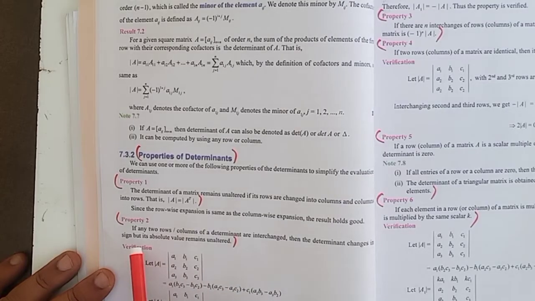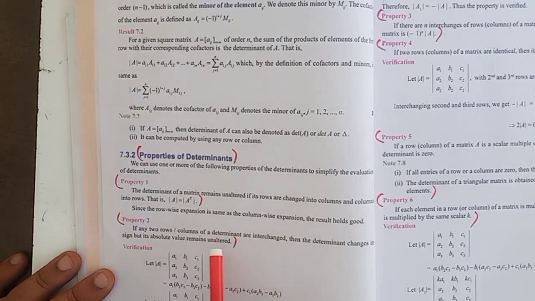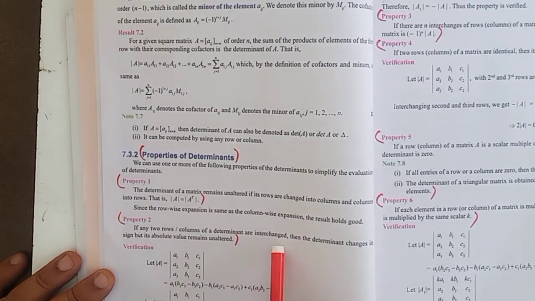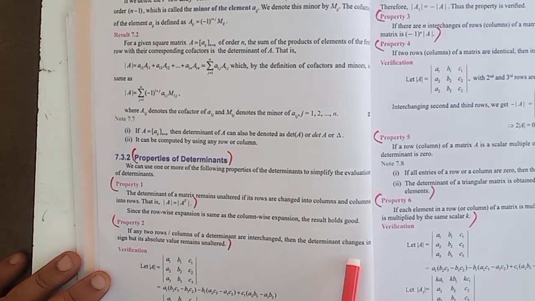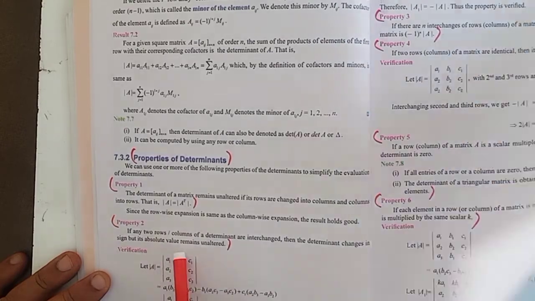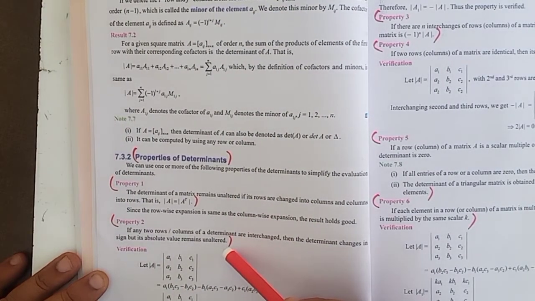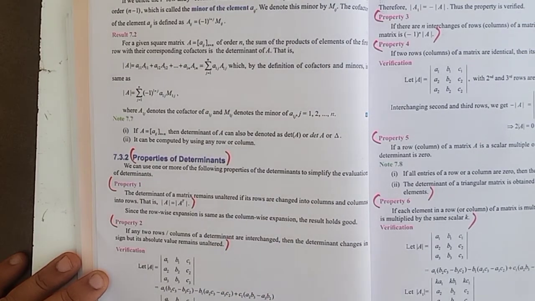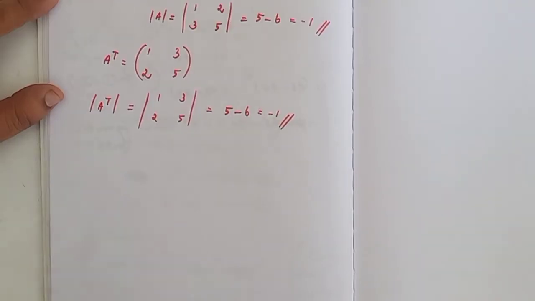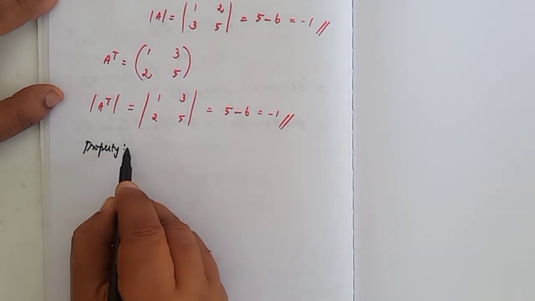Now, property number 2, if any two rows or columns of a determinant are interchanged, then the determinant changes in sign, but its absolute value remains unaltered, right? I will give an example, you can understand. Property number 2.